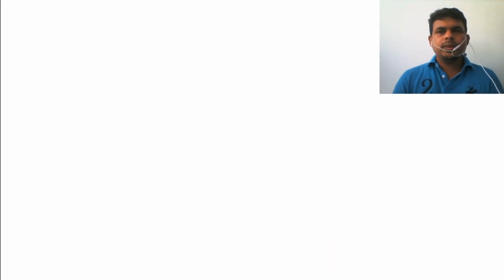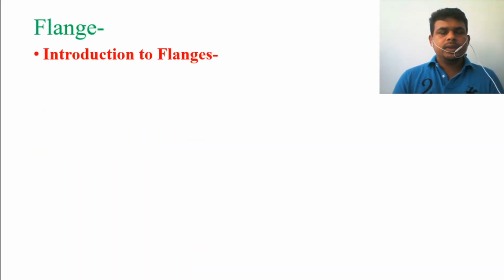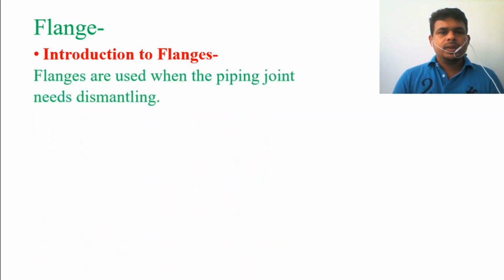So let's see what we have in today's lecture. In the full lecture we will discuss the flange. I will try to introduce you to what a flange is and what the purpose of using a flange is. So, introduction to flanges. Flanges are used when the piping joint needs dismantling.